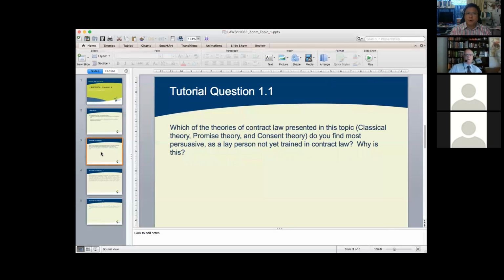Why do you suppose it is important for us to examine some of these theories of contract law? Are they valuable? Are they of any importance in our understanding of contract law? I'd like everyone to post their answer in the chat box, and then we can take it from there, and then we will cover the first tutorial question. Before we address the first tutorial question, I would like to have a short discussion of what we think is the importance of having an understanding of theories of contract law. So why is it important for us to know about theories of contract law? Can we just start typing in the chat box?